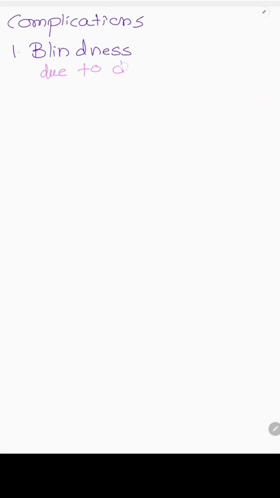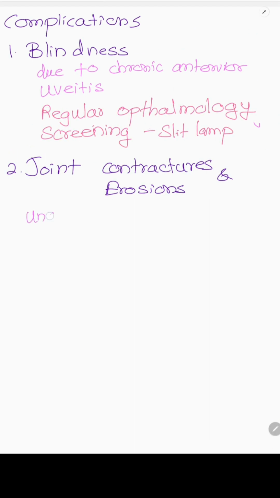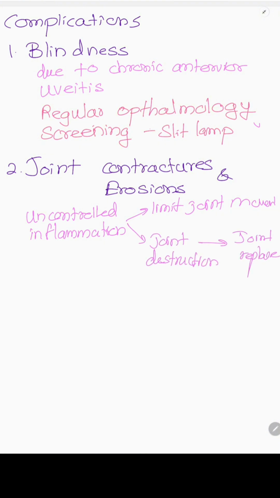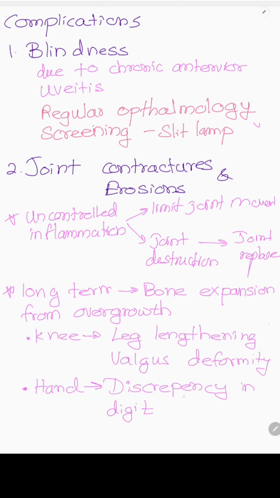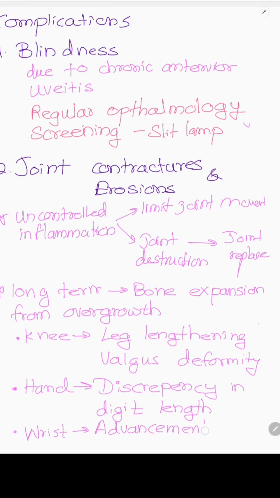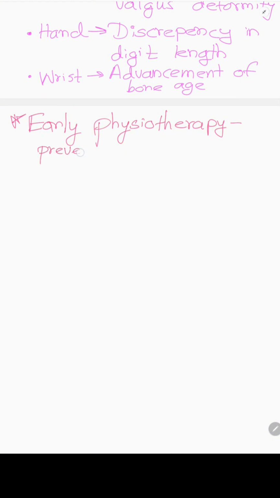Let's talk about the complications. Blindness from uveitis, joint contractures and erosions. Chronic inflammation may lead to limitation of joint movements and joint replacement. If this persists for a long time, it may cause bone expansion from overgrowth. Early physiotherapy will prevent joint contractures.